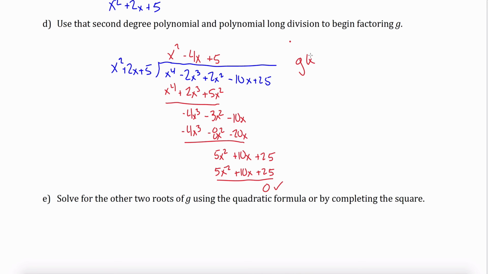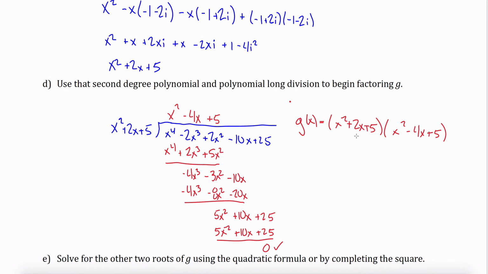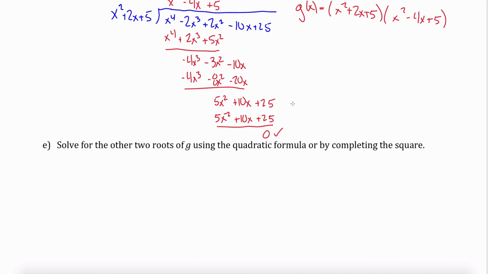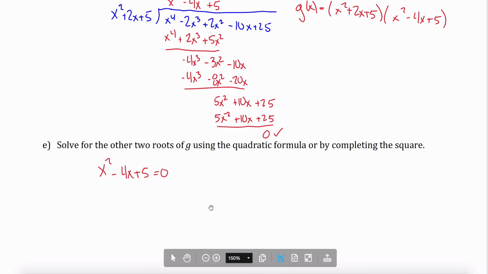That tells me that my polynomial can be written as x squared plus 2x plus 5, which I already had, times this quotient, x squared minus 4x plus 5. I already got two roots out of this polynomial, or more accurately, I got this polynomial out of two roots. But now what I got to do is get roots out of this factor. How am I going to do that? Well, I'll set it equal to 0. I'll take x squared minus 4x plus 5, set it equal to 0, and solve.